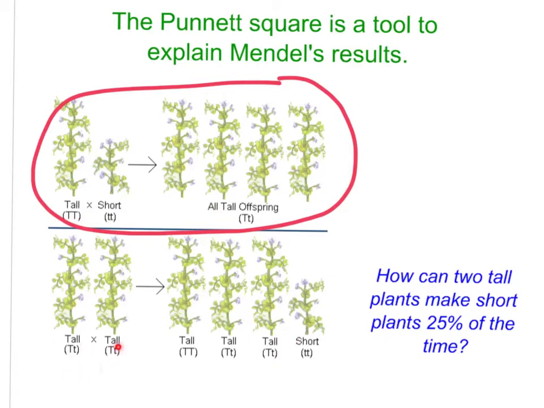Take two heterozygotes and cross them. Look what we get. We get all these different genotypes. Look, we get a homozygous dominant, we get two heterozygous, and we get one homozygous recessive for the different genotypes. How can two tall plants make 25% of the time a short plant? So out of all the offspring, we expect to see a short one 25% of the time. How does that happen?